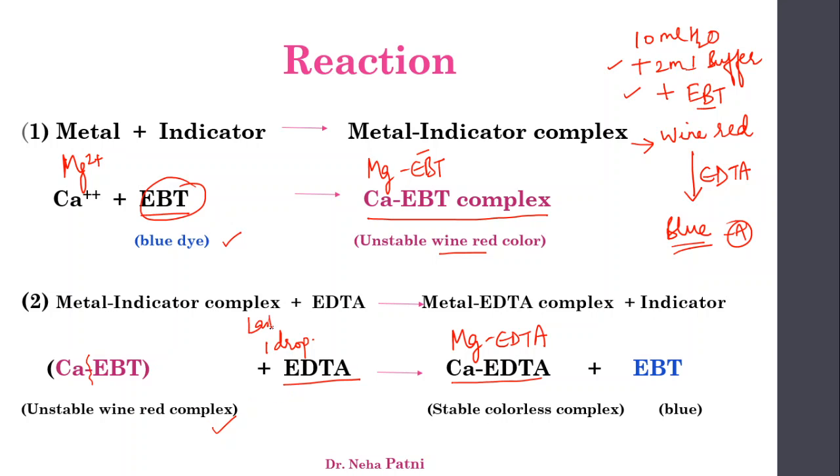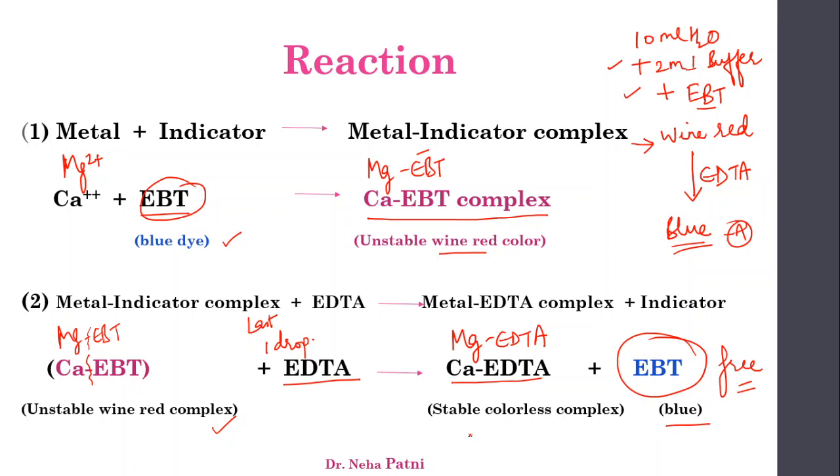Well, tell me what happens at the last drop. At the last drop, the last of the complex gets broken, and when it breaks, Mg reacts with EDTA while the EBT is left behind free in the flask, and when it is free, all of the solution becomes blue, because the EBT free in a neutral state is blue in color.